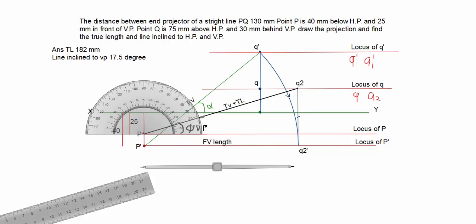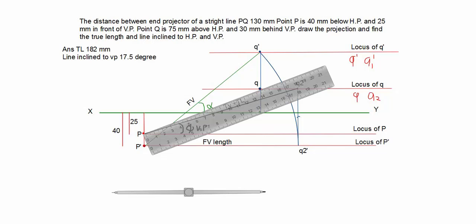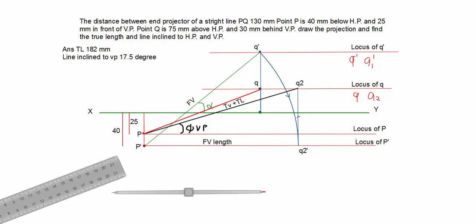After that, the same method we apply for our actual plan. Now I join the plan points P and Q. So first I join this P and Q, and it is your actual top view. Simply you can write here, actual top view.